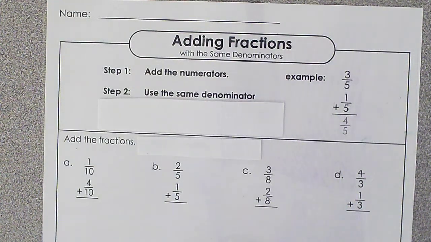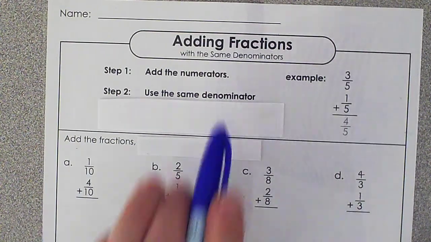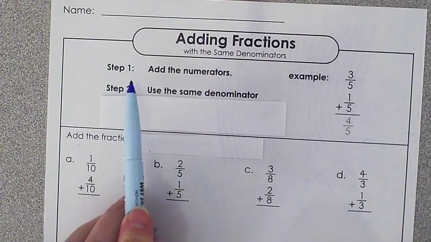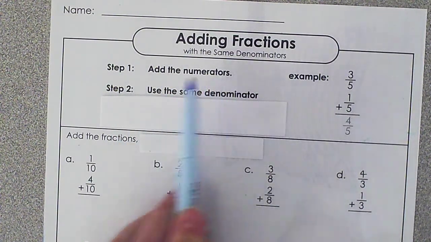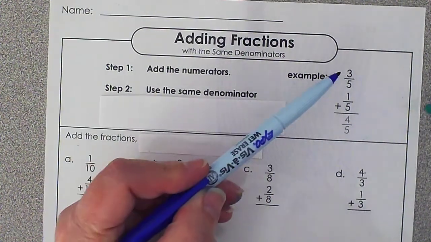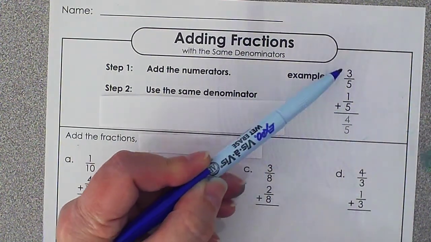Today we're going to add and subtract fractions with like denominators. That means the same denominator. So our first step is we're going to add the numerators. Our second step is to use the same denominator. For example, 3/5 plus 1/5.